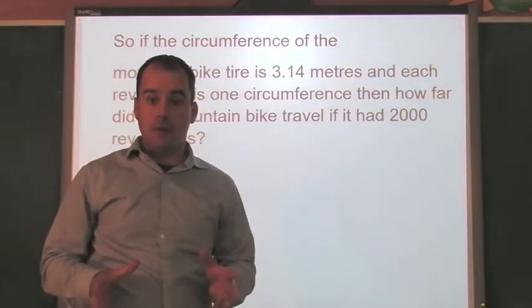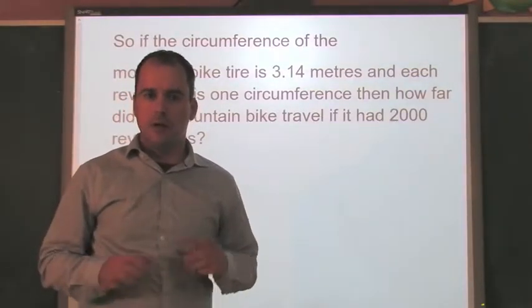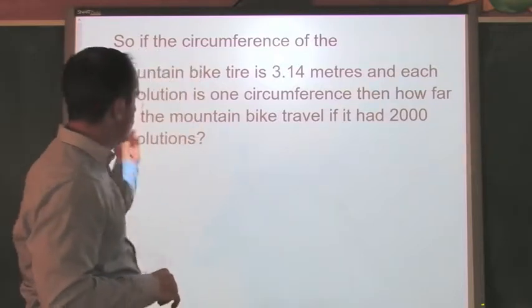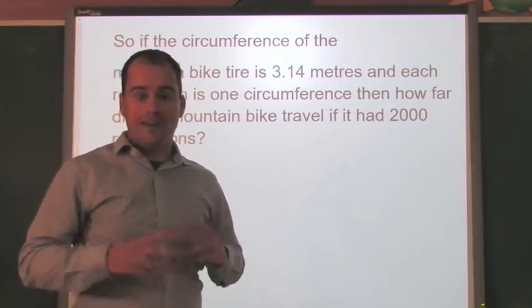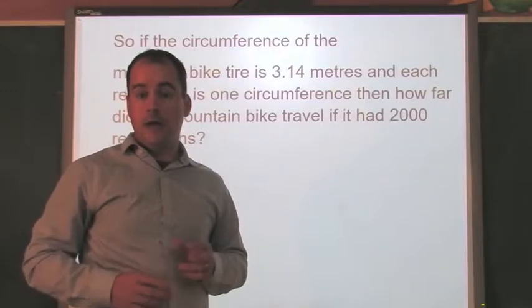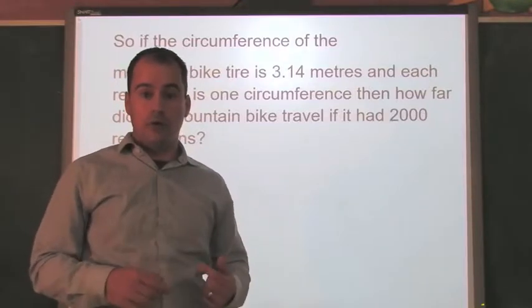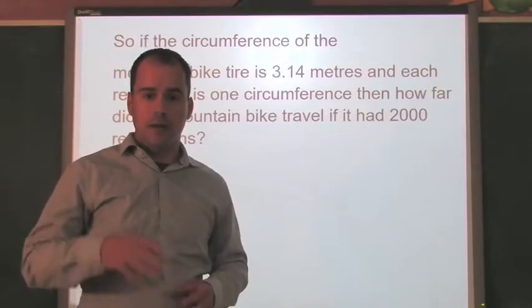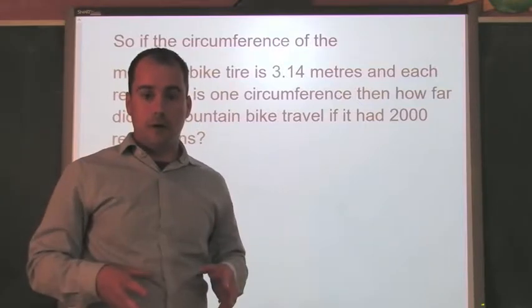Okay, have you had a chance to solve the problem? Let's see how you do. Take a look here. The circumference of the mountain bike tire is 3.14 meters, and you had 2,000 revolutions with your tire over the distance you traveled. We can figure out exactly how far you went.